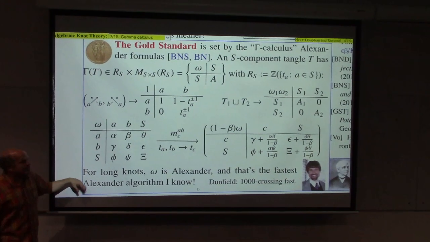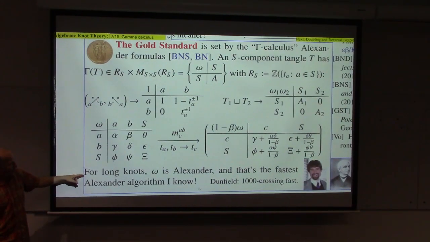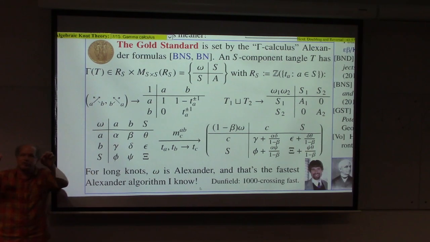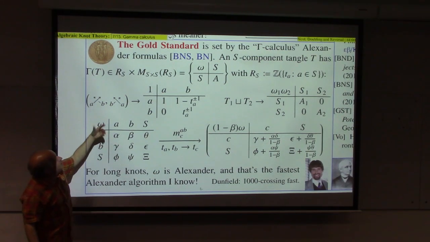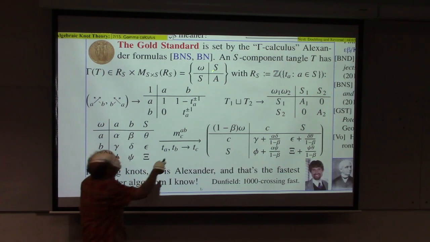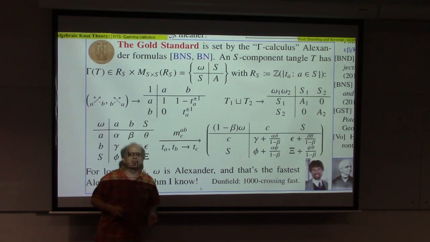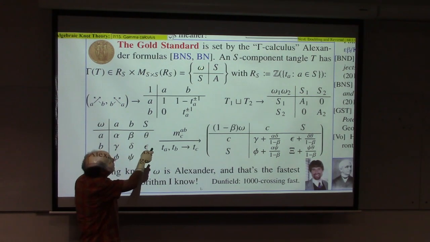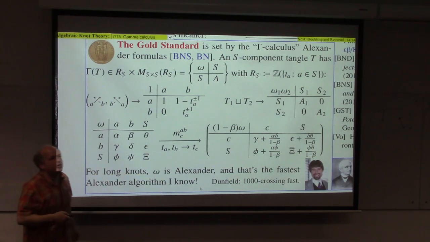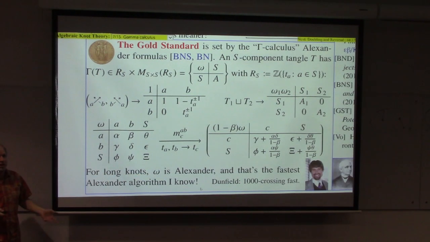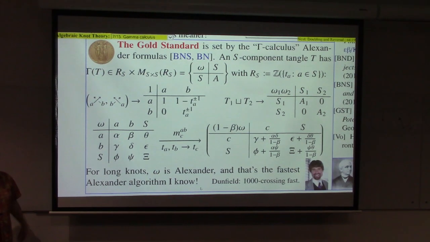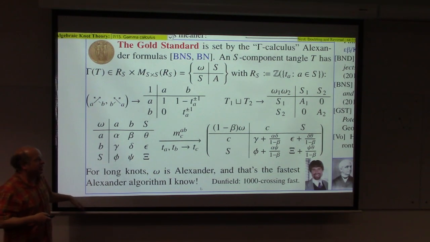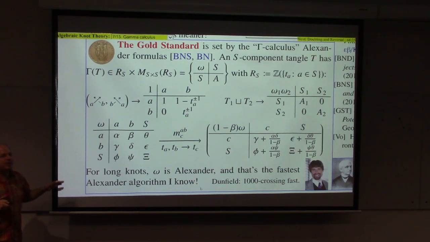Okay? So, let me say a few things about this invariant. First of all, for long knots, so if you have a knot with just one component, then the matrix part will be 1 by 1, and it will turn out to be not interesting. However, omega, the scalar, will be the Alexander polynomial of that long knot. And in fact, it turns out by chance that this is the best algorithm I'm aware of to compute the Alexander polynomial.